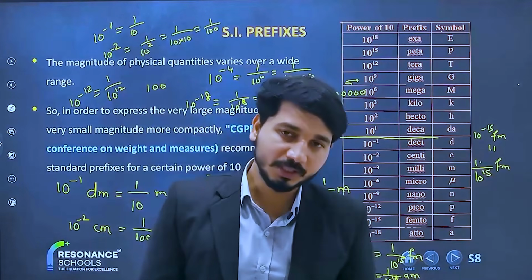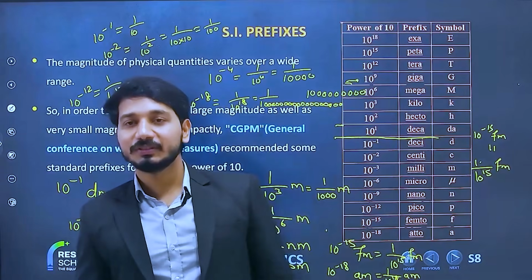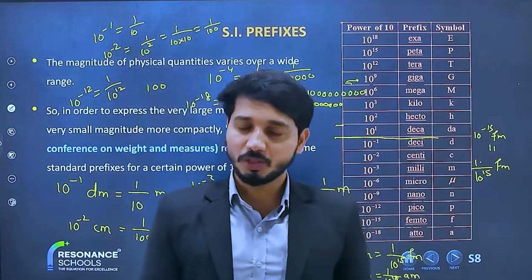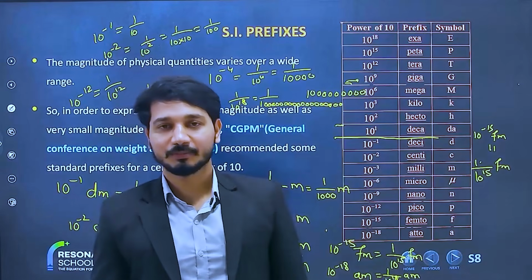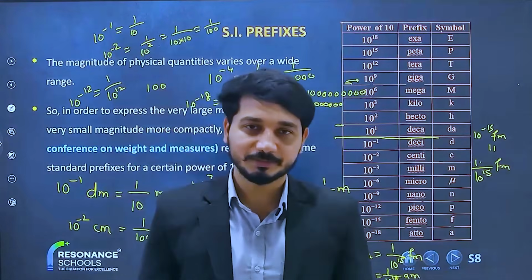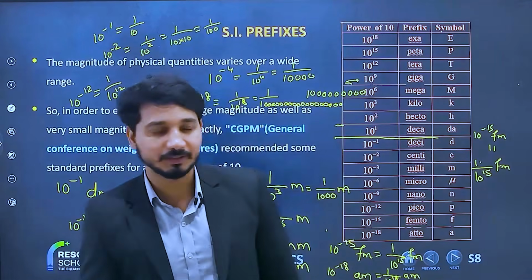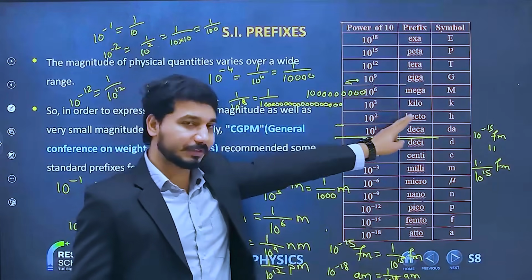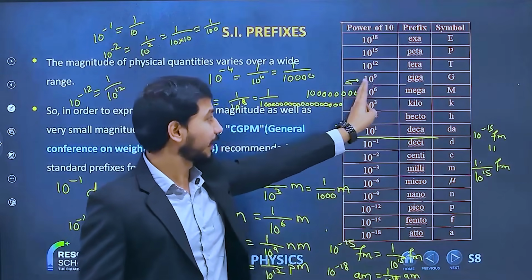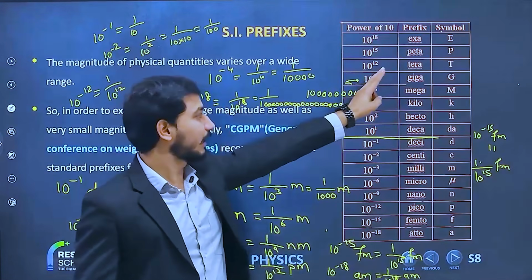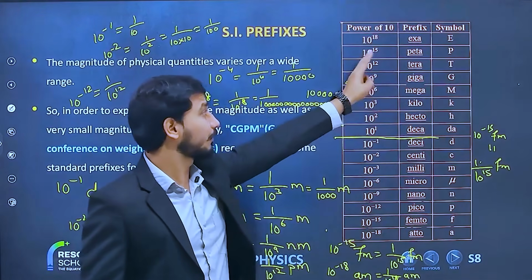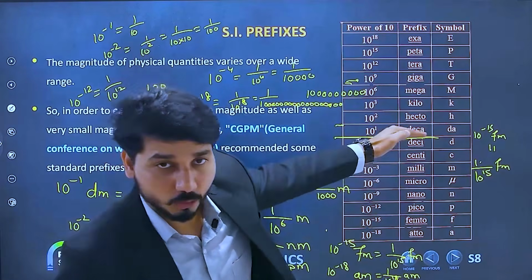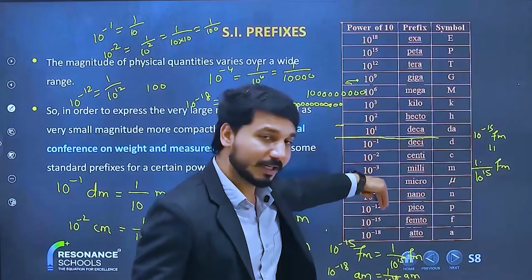Because in numericals, they may give you these kinds of prefixes, and if you don't know the meaning of mega, you cannot understand what a megameter is, right? That is why it is very important to understand the meaning of these things. So 10 to the power 1 is deca, 10 to the power 2 is hecto, 10 to the power 3 is kilo, 10 to the power 6 is mega, 10 to the power 9 is giga, 10 to the power 12 tera, 10 to the power 15 peta, 10 to the power 18 exa, right? Similarly, when you go downward, the powers are negative.